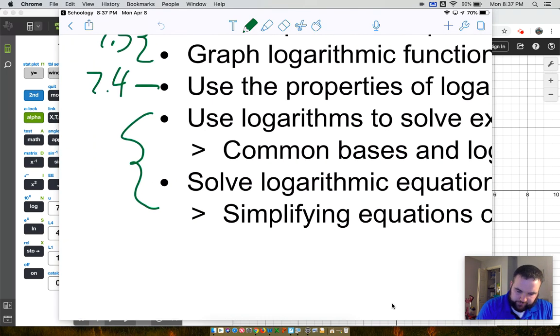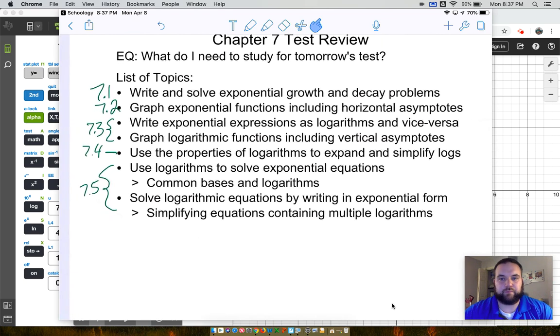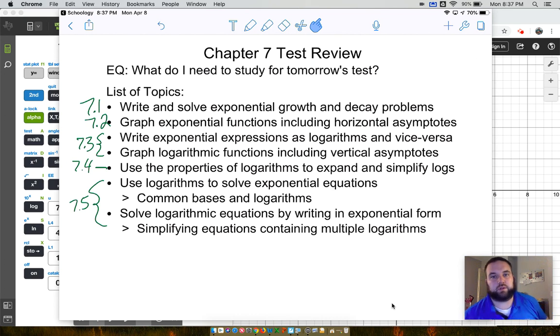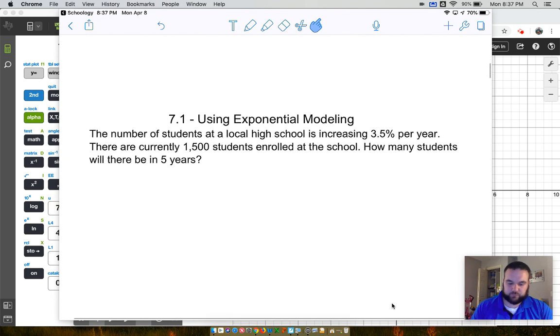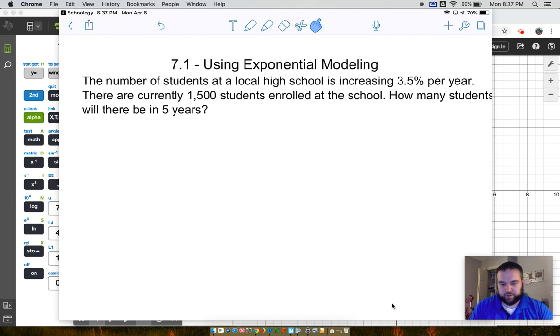So I'll put timestamps on here so you've got each section. But also, if you don't like how I explain stuff and want to go look for extra help out there, that's a list of all the things that we've done in Chapter 7. The first one, just a single problem here.